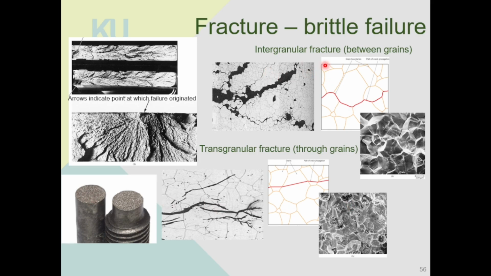For intergranular fracture, you can see the crack will go between the grains. Inter means between, so the crack will go between the grains, and you get this sort of fracture surface. You can see grains here, whereas the grains are deformed a little bit in this cleavage structure. Okay, so this is the brittle fracture.